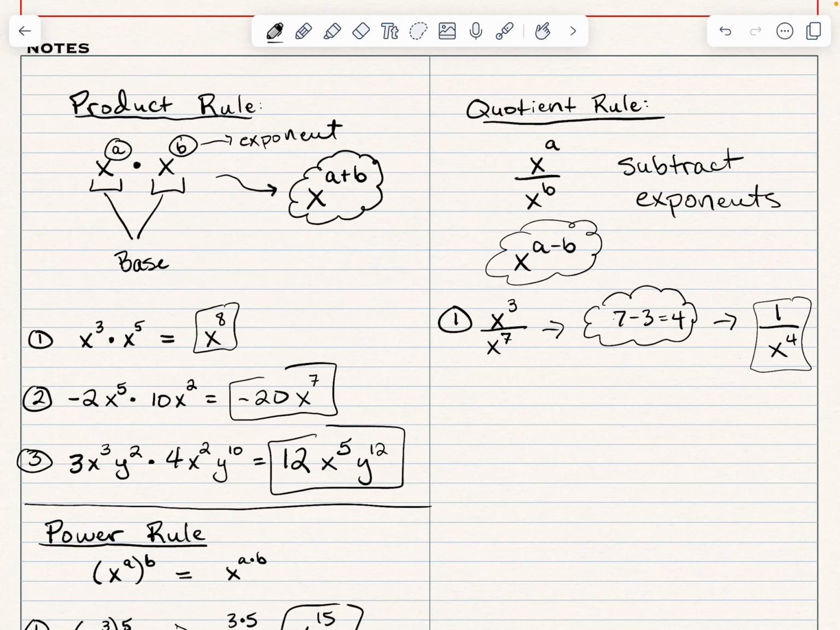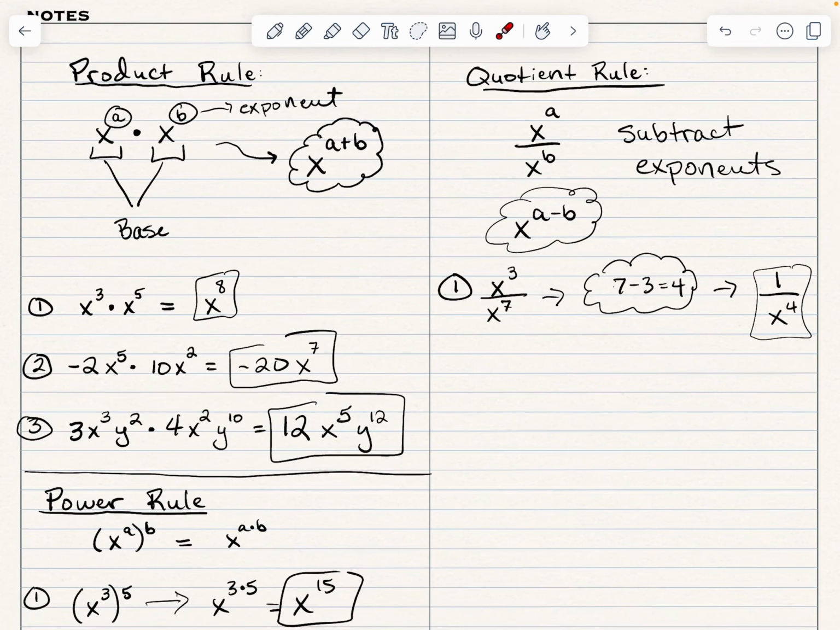Again, I'm going to show you the long version, why the quotient rule makes sense, and it makes sense to subtract exponents. So let's go back, and I'm going to show you how we're getting to this. Let's think about x to the third as really x times x times x, 3 x's being multiplied together. And x to the seventh is going to be 7 x's being multiplied together. 1, 2, 3, 4, 5, 6, 7.